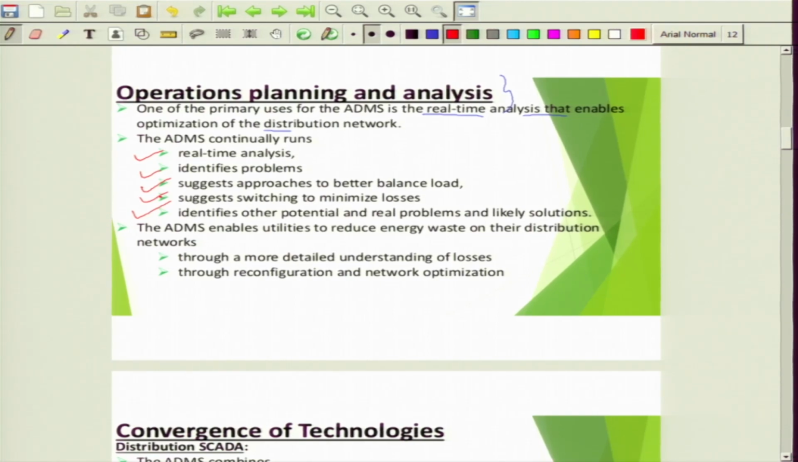See, there is data, so real time analysis is done with the data, then it identifies the problem and suggests suitable solutions so that you can have better load balancing or loss minimization, network reconfiguration by which you can have loss minimization, proper volt-var optimization, and then identifies other potential and real problems that may come up in real time operation. So, utilities use the ADMS to reduce energy waste on their distribution networks, through a more detailed understanding of losses, through reconfiguration and network optimization.